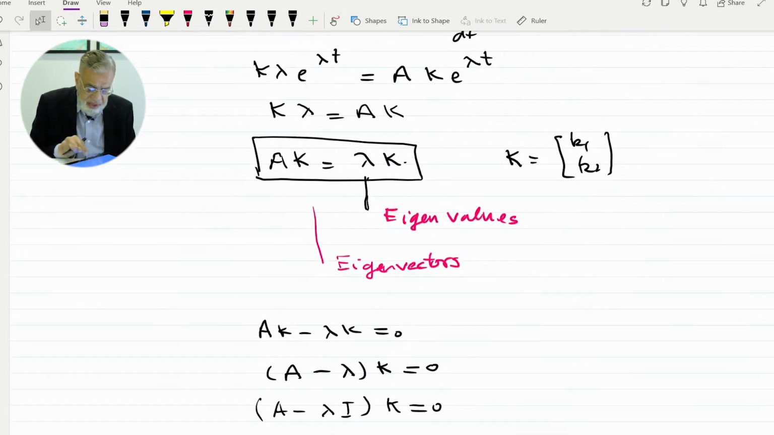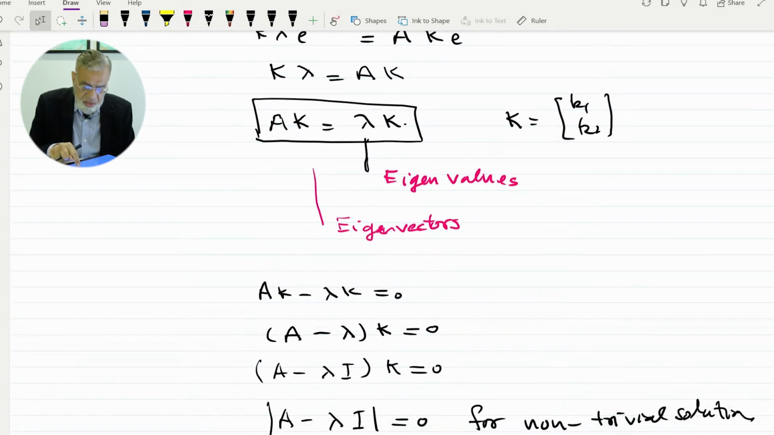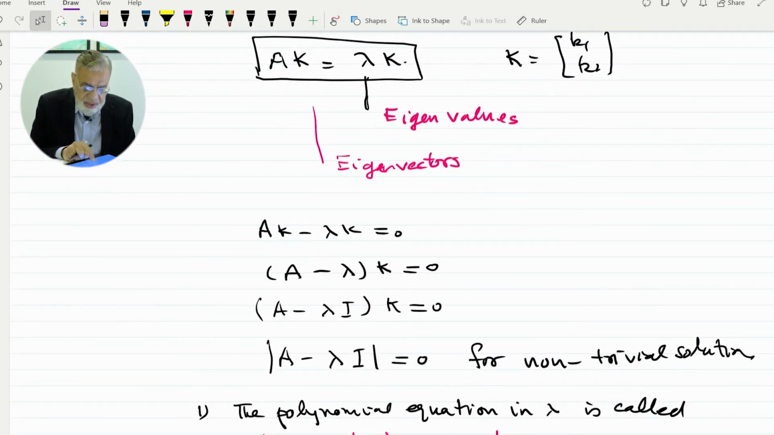So here we have the example, we just rewrite that one. We take this to the left hand side, I get A k minus lambda k, or I take k common, I get A minus lambda k equal to 0. Lambda is a scalar, but this is a vector equation. We can't add a scalar to a matrix. So we make it a matrix. Our A is a 2 by 2 matrix, so k is multiplied by lambda times I, which is also a 2 by 2 matrix. If A was a 3 by 3 matrix, then I would be a 3 by 3 matrix. So we have this equation: A minus lambda I times k equal to 0.